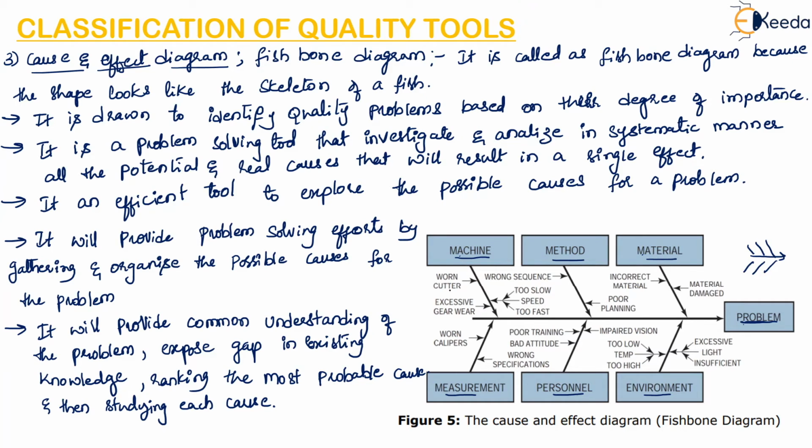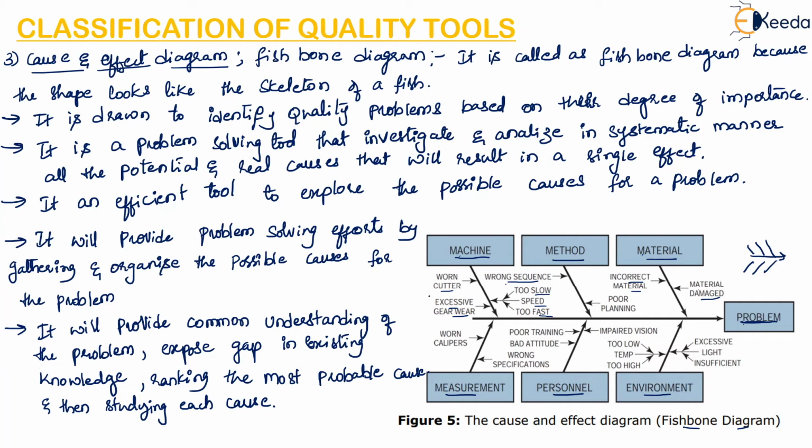If the machine has a worn out cutter, then in the method there may be a wrong sequence. The machine can have excessive wear in the gears. It may be too slow, or too fast. The material which we are using may be incorrect material, or it may be damaged. So all the possible causes for this problem are being checked in this cause and effect diagram, which is also called the fishbone diagram.